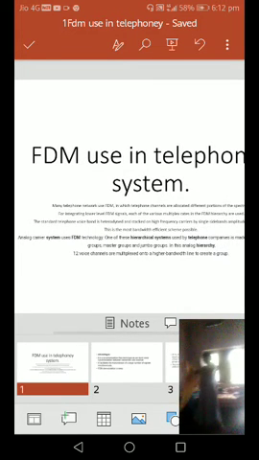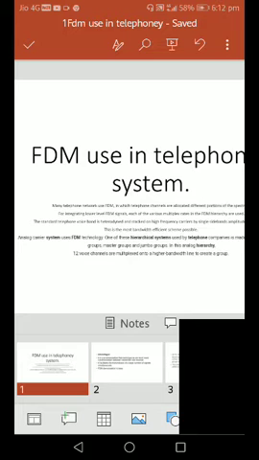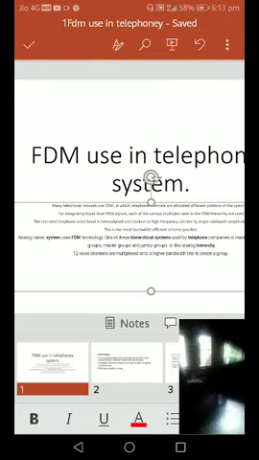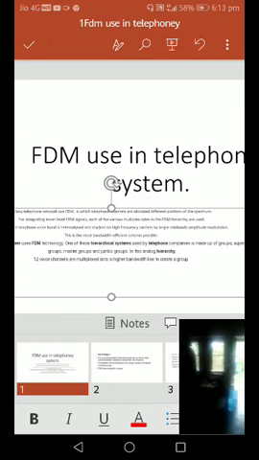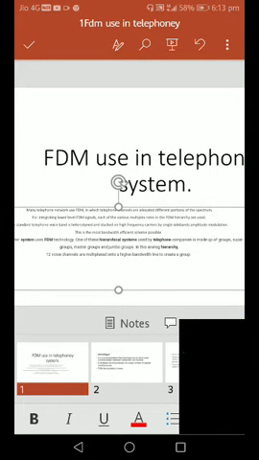Basically, many telephone networks use FDM, in which telephony channels are allocated at different portions of the frequency portion of the spectrum.